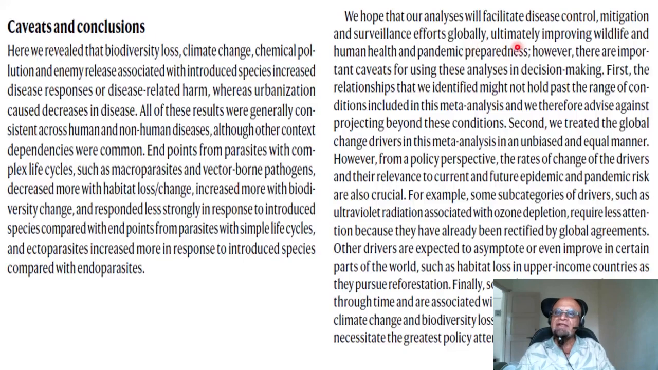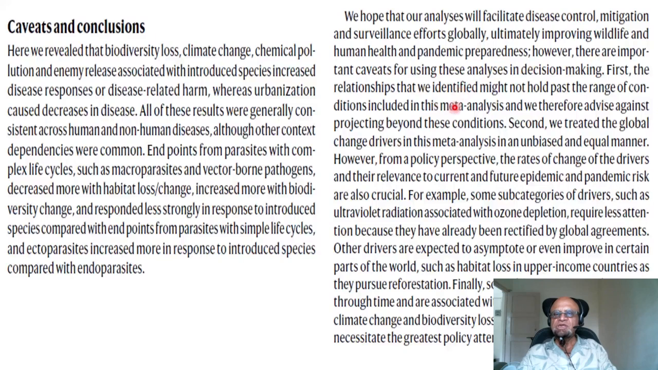We hope that our analysis will facilitate disease control, mitigation and surveillance efforts globally, ultimately improving wildlife and human health and pandemic preparedness. However, there are important caveats for using these analyses in decision making. So even if you don't know the causality, these relations tell you how to monitor and surveil the systems to manage diseases and be prepared for pandemics and so on and so forth.